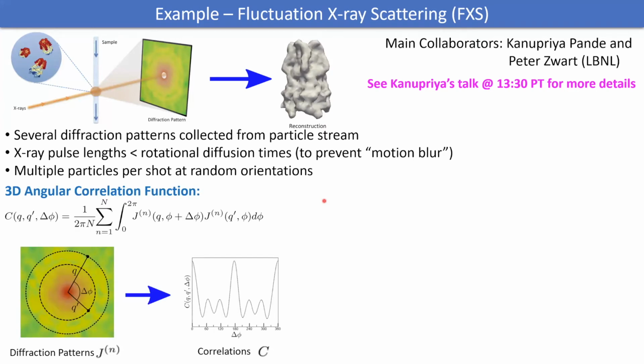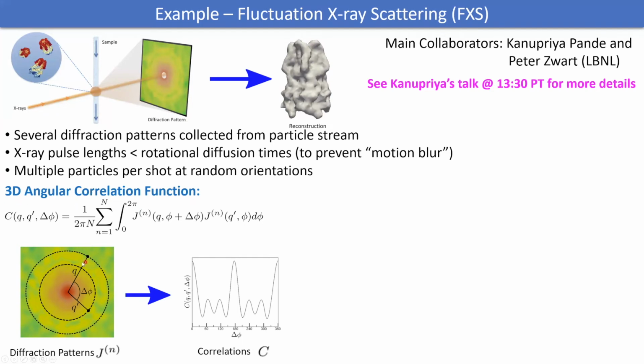The main thing that you compute from these diffraction patterns is something called a 3D angular cross correlation function. Each diffraction pattern you get, especially if you have multiple particles per shot, is an average from the scattering of lots of different particles at lots of different orientations. So the way to untangle all that is to first compute this 3D angular correlation function.